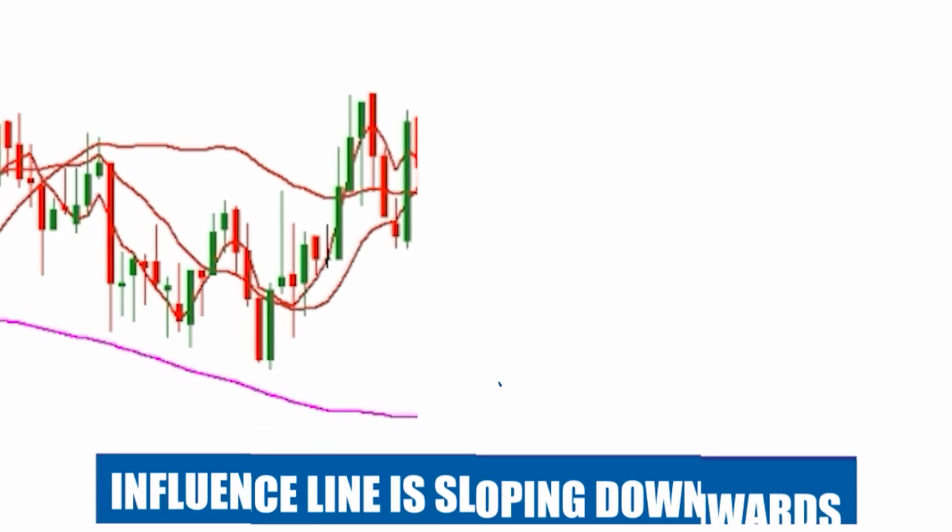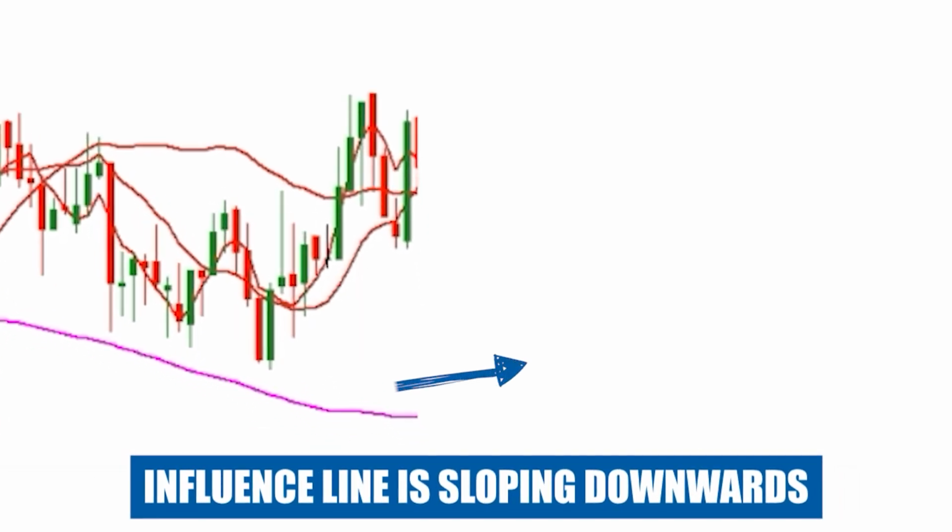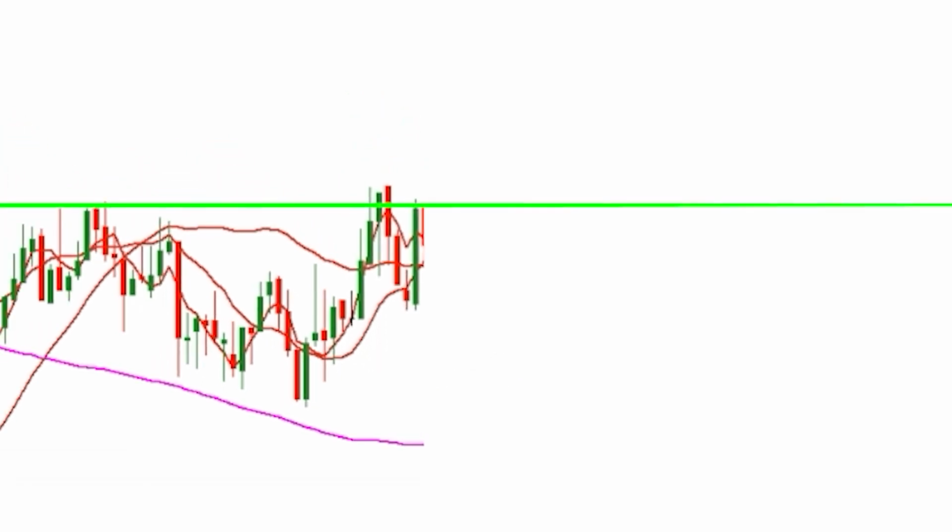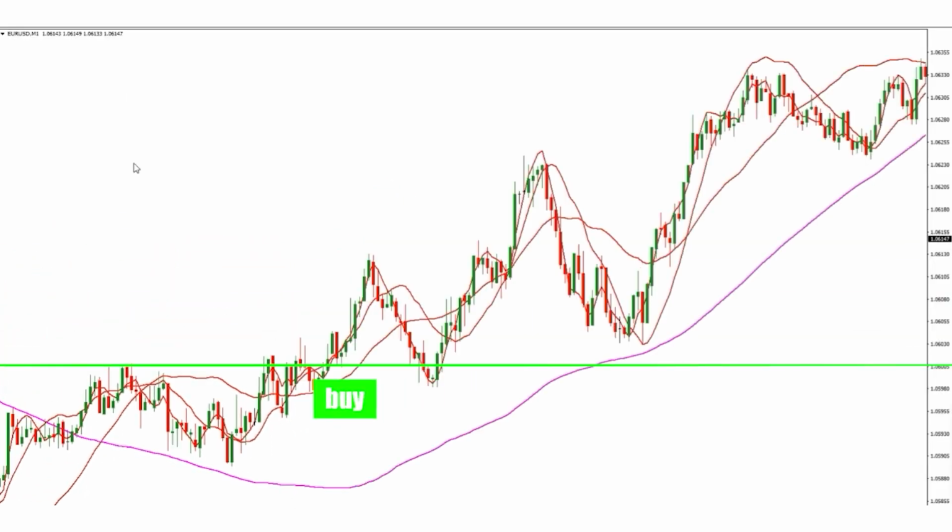And finally, we need to make sure that our influence line is sloping in the right direction. As you can see, it is beginning to roll over. So we've identified this exact bar to enter from. We'll put in our buy order here, and as you can see, the market moved on up.